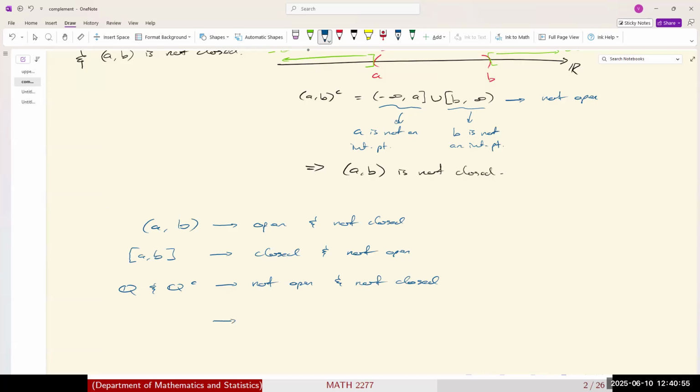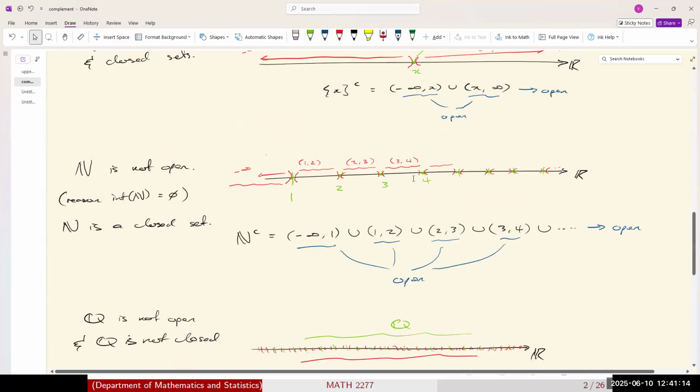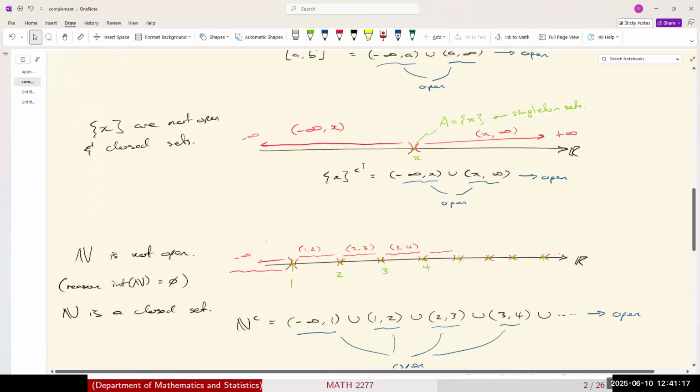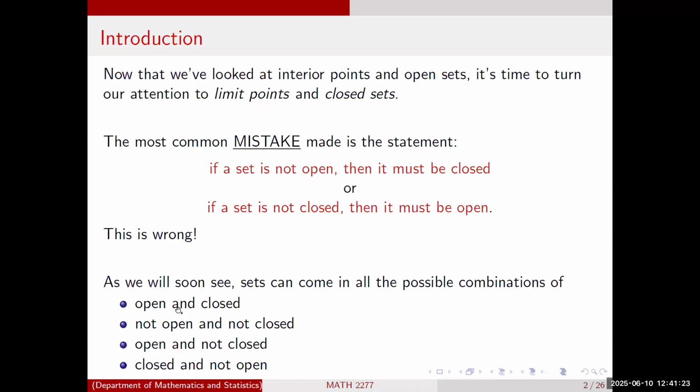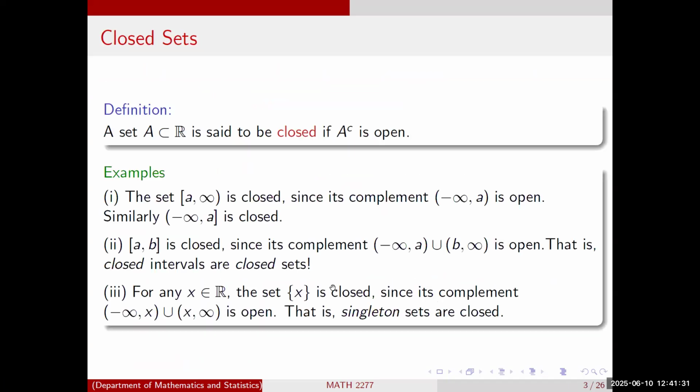The last one we are missing is a set, or examples. There are actually more of these, right? But we now want examples of a set that is both open and closed at the same time. Notice that in what we did so far, we did not encounter any set that was open and closed at the same time. So we're still looking for sets that are open and closed at the same time. Now, an example of this is the following.